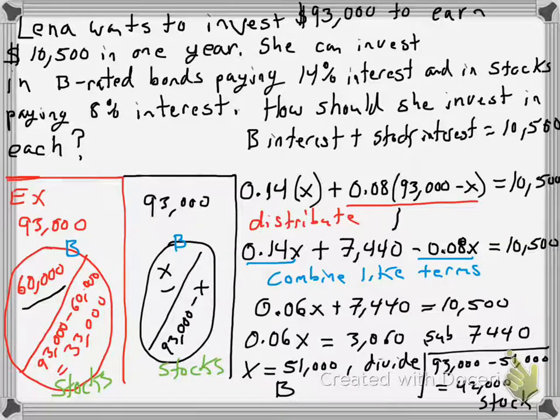Okay? And every problem is going to work the same way. You're going to have a big chunk of money, and you're going to split it up into two piles. One of them is going to be X, and the other one's going to be that total sum minus X. You'll have different percentages involved, and you might have a different interest involved, but they're very similar.